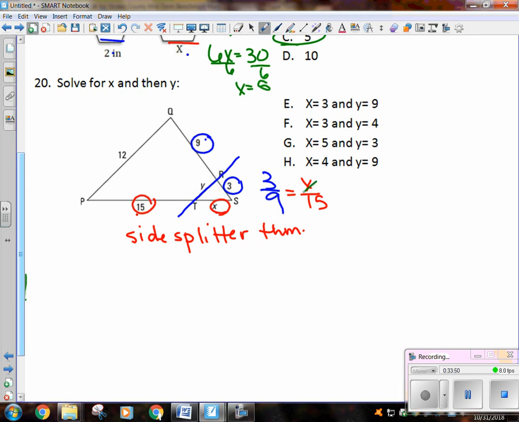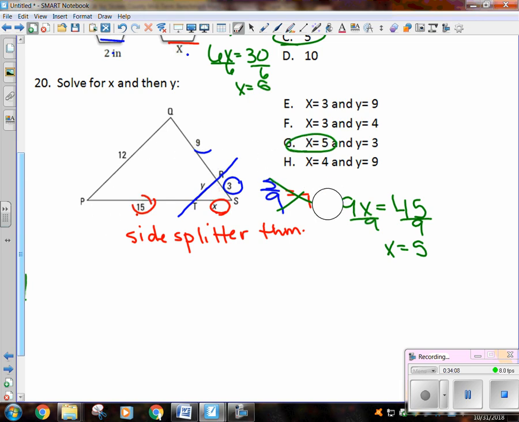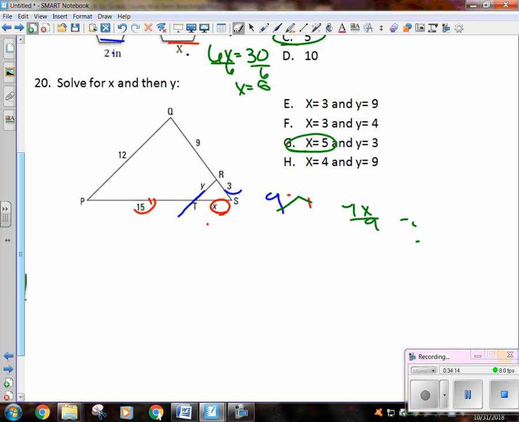Again, crisscross multiply. 9 times x is 9x. 3 times 15 is 45, I believe, divided by 9. X equals 5. Looks like this one is the correct answer. Let's confirm the other one. The other one is going to be a little bit harder. I'm going to clean this up. Hopefully, if you need to go back and do that, you can always pause these videos. You can fast forward if you already know how to do a question.